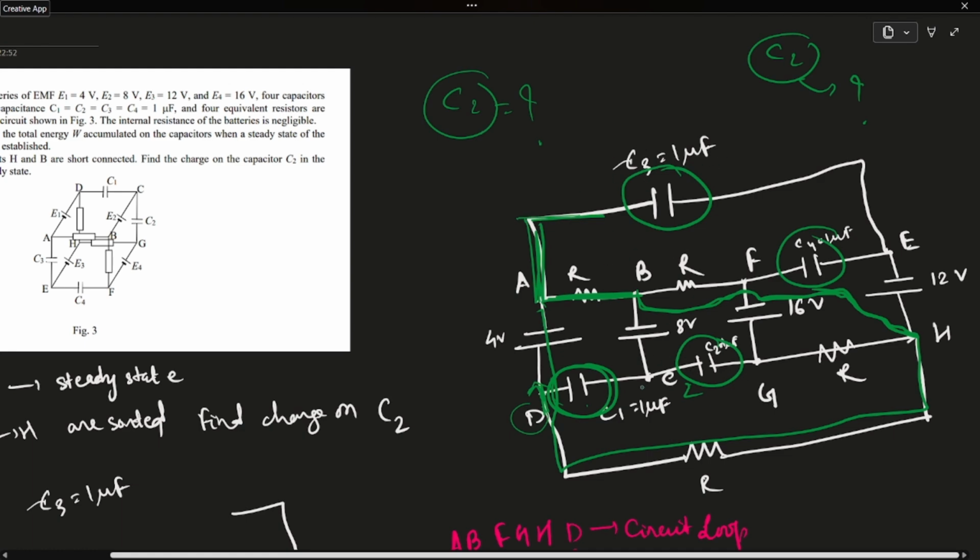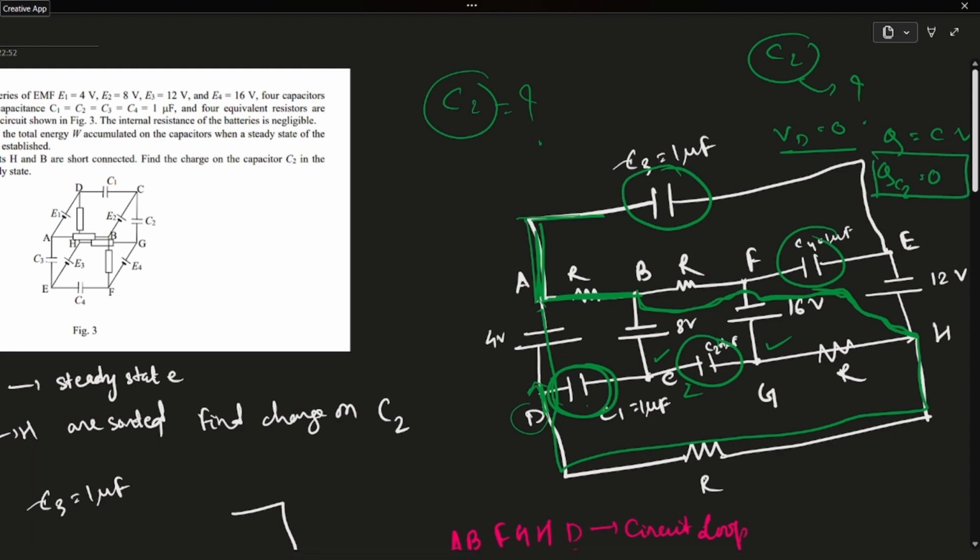But C2 is connected between C and G, and there is no current flow through this branch, either in terminal C or in terminal G. So, as there is no current, there will be no potential drop across this. That's why the voltage drop is zero. So, as charge equals C into V, the charge in C2 will be zero at steady state in this new circuit. This is the first method by which we can argue.